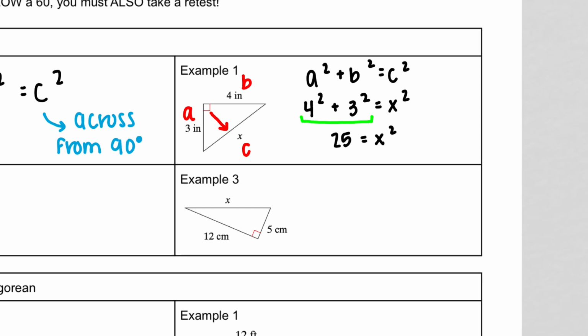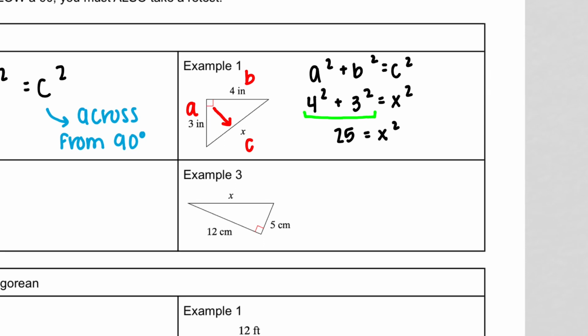But we need for it to be just x by itself, so the last step we're going to do is take the square root of both sides. When I take the square root of 25, I get 5. When I take the square root of x squared, I get x. And so I find out that x is equal to 5, and that's my final answer.